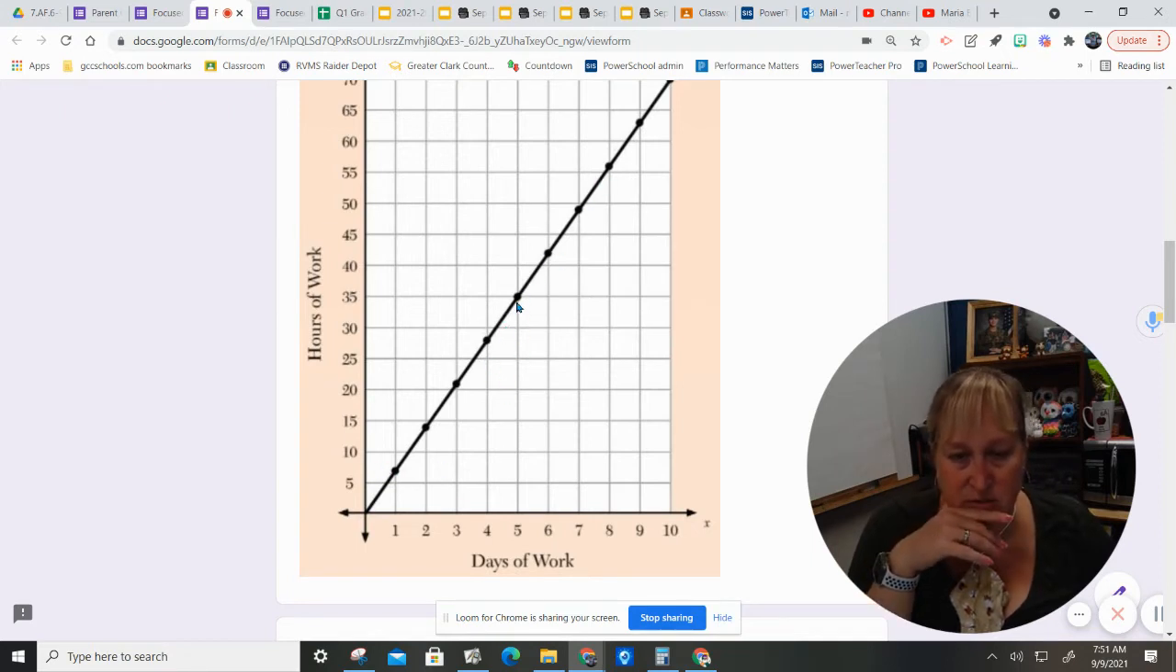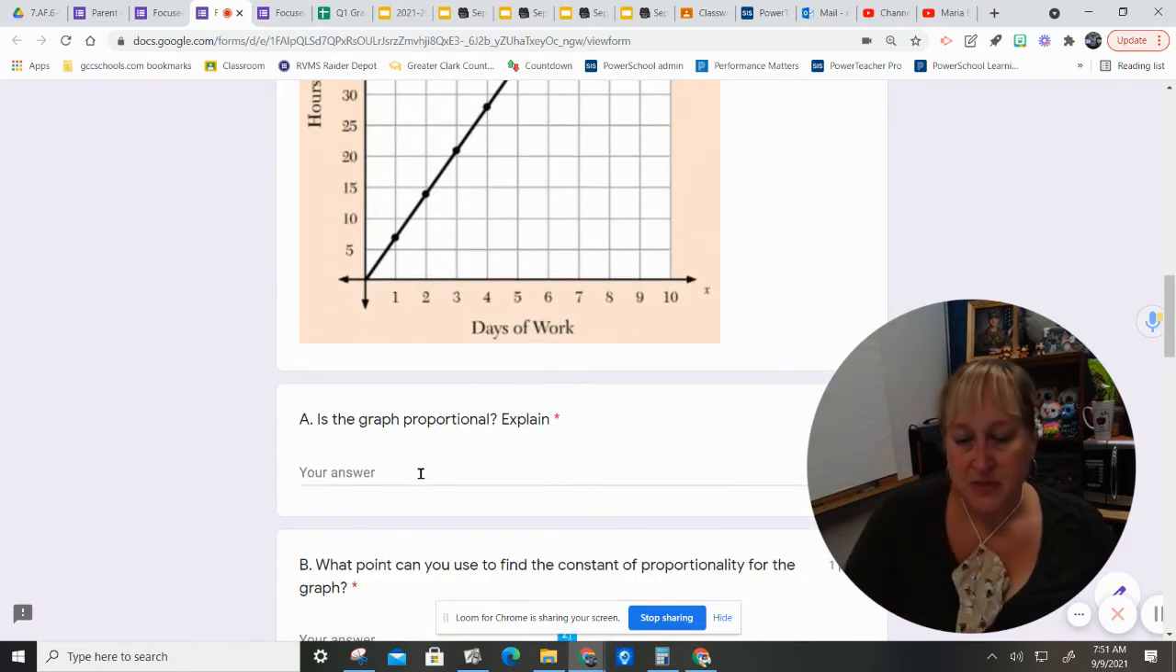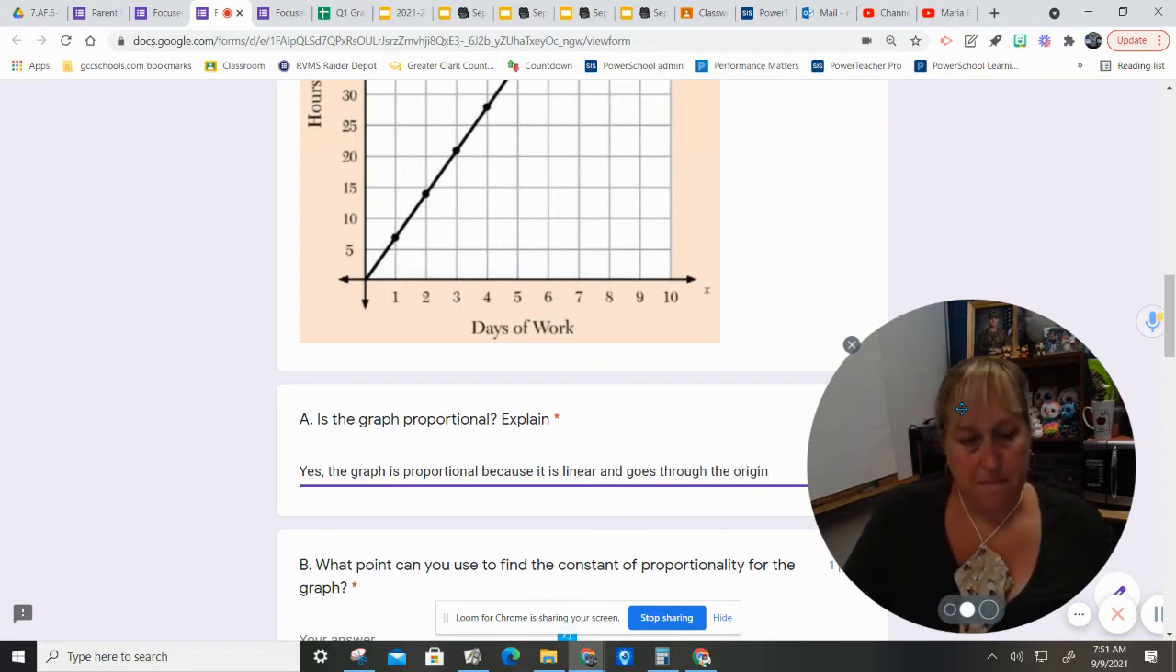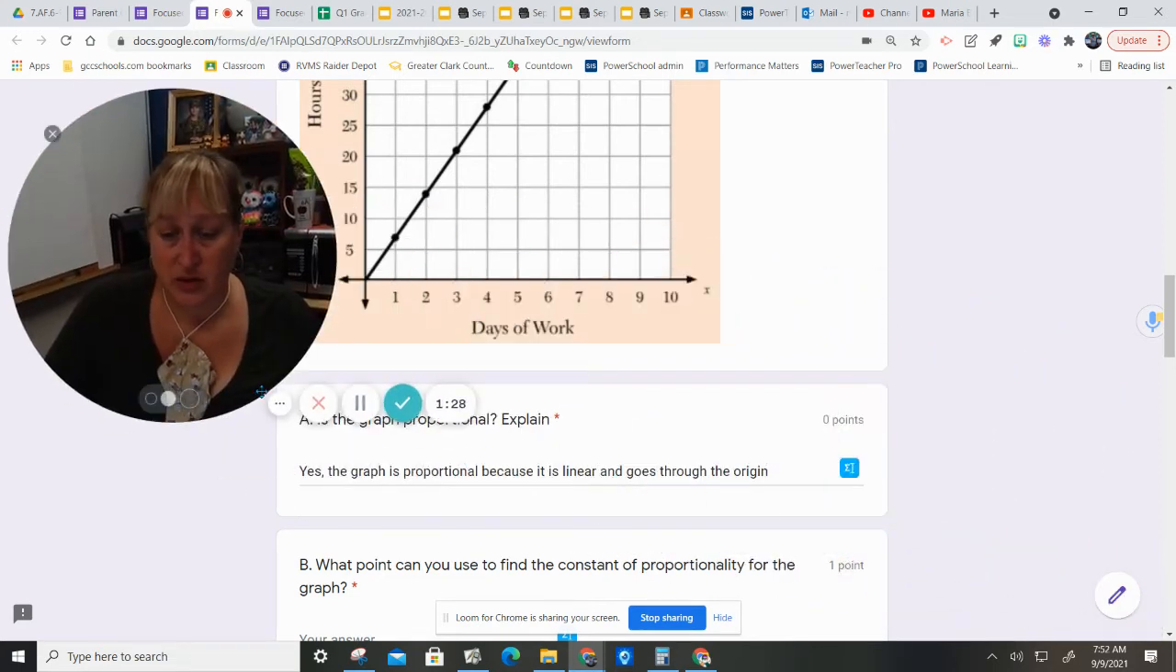So these are not easy to read. We'll have to go with this one, 35 and 5. So that to me, if I do 35 divided by 5, we'll figure out how many. So is the graph proportional? Yes. The graph is proportional because it is linear and goes through the origin. Yes, the graph is proportional because it is linear and goes through the origin.